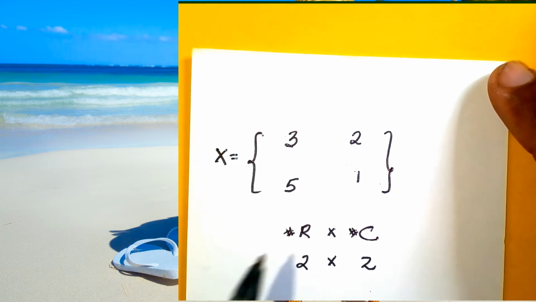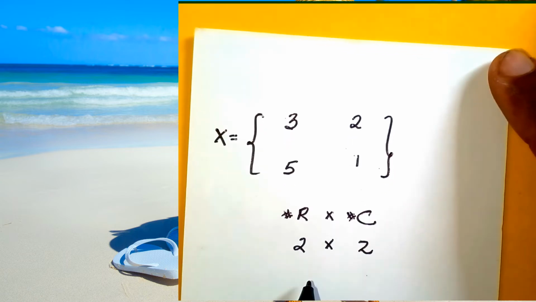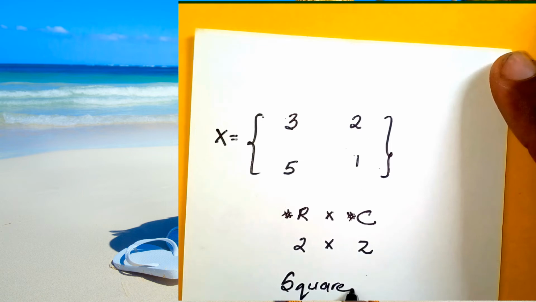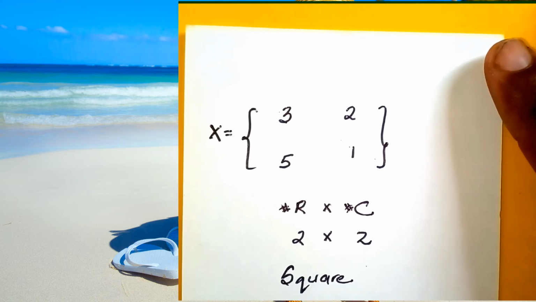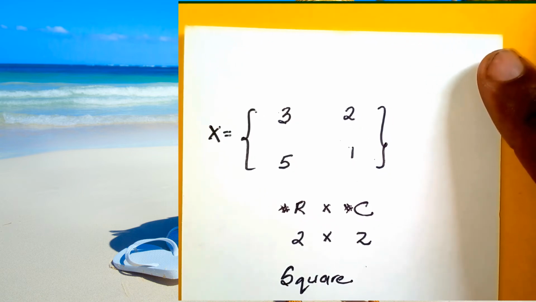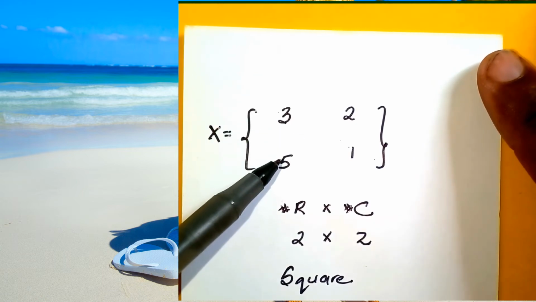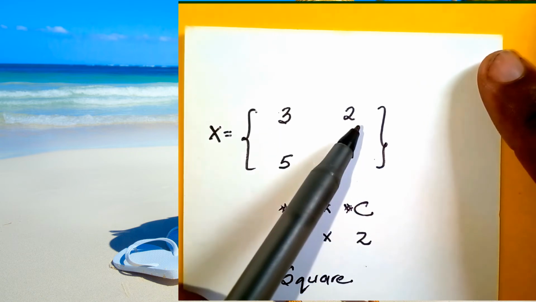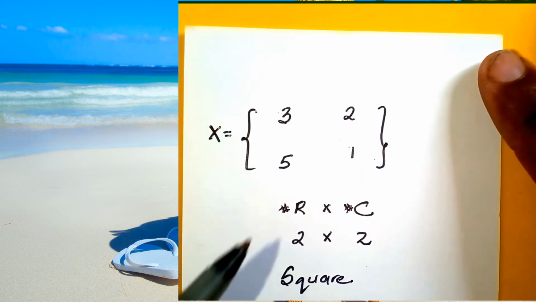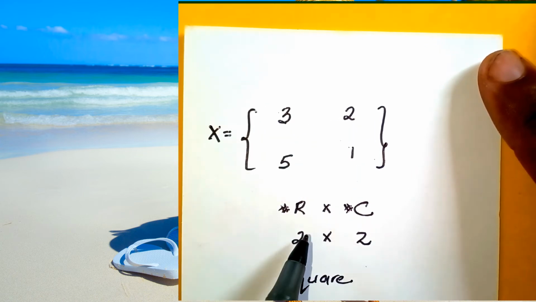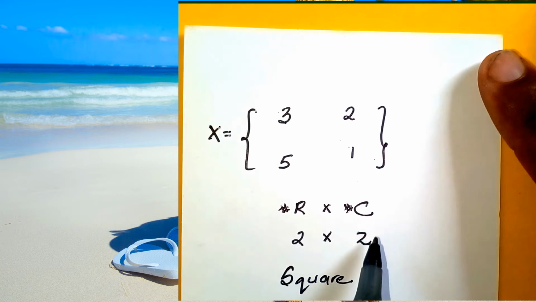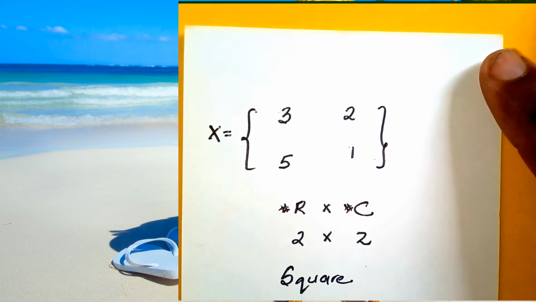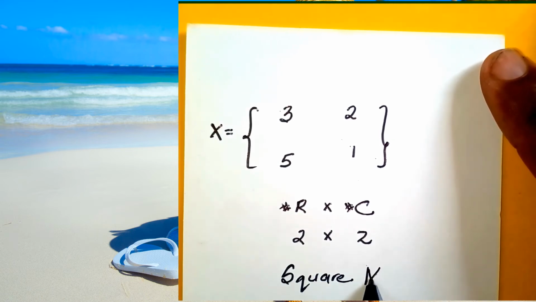Notice, once the number of rows is equal to the number of columns, then we call this matrix a square matrix. Just like a regular square that has the same measurements for all 4 sides. Notice there's 2 elements here, 2 elements here, 2 elements here, 2 elements here. So once the number of rows is the same as the number of columns, then that is what we call a square matrix.